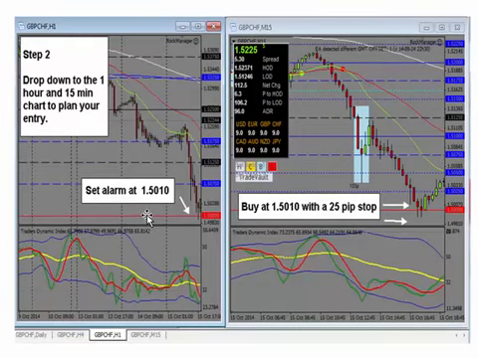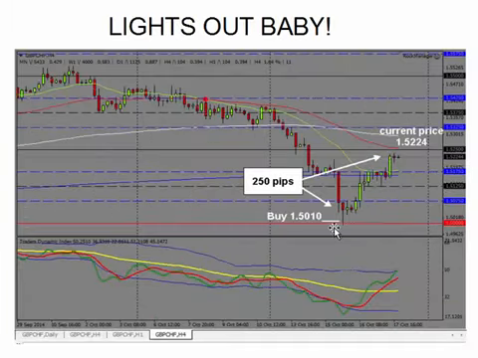You set an alarm just before those numbers, and you wait for the alarm to go off, and then you buy with a very tight stop loss on the 15-minute time frame. And then lights out, baby. This pair ran last week for over 200 pips with a goal of 250 pips with a 25 pip stop. That's a 10-to-1 risk reward ratio.